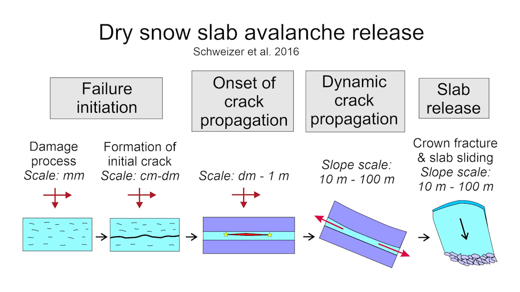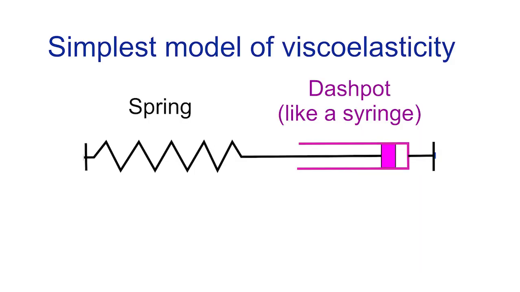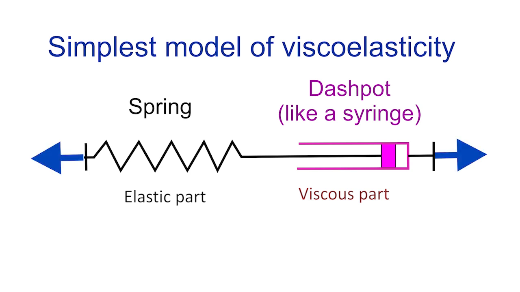To understand which of these stages involves slab tension, let's start with a shallow dive into the viscoelasticity of snow. The simplest model of viscoelasticity is based on a spring for the elastic part and a dashpot or syringe for the viscous part. These are connected end to end and tension is applied. Tension is a force that tends to stretch an object.